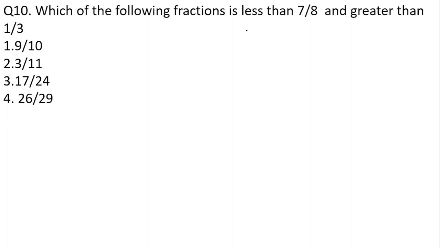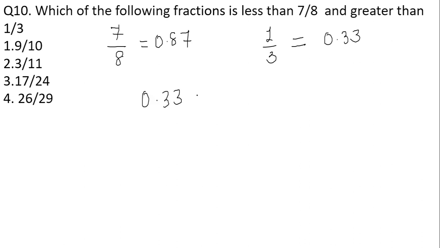Which of the following fractions is less than 7 by 8 and greater than 1 by 3? What they have asked us, we have to tell which particular given fraction is less than 7 by 8 and greater than 1 by 3. If I convert this, 7 by 8 is equivalent to 0.87, 1 by 3 is equivalent to 0.33. We have to find the fraction which is greater than 0.33 but less than 0.87. So the number should come in between both of them, between 0.33 and 0.87.